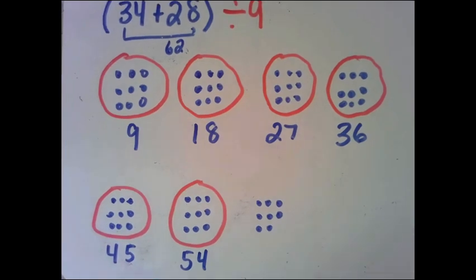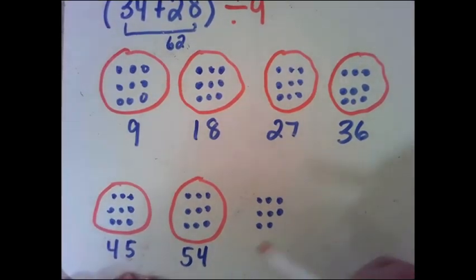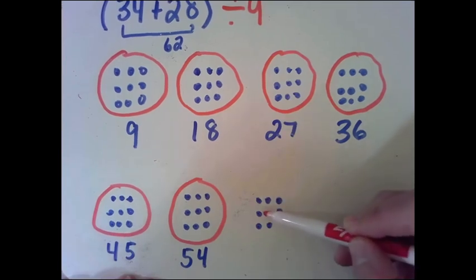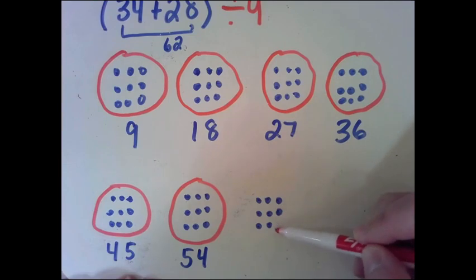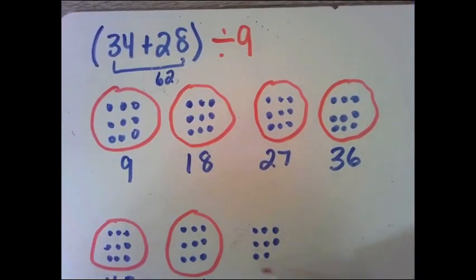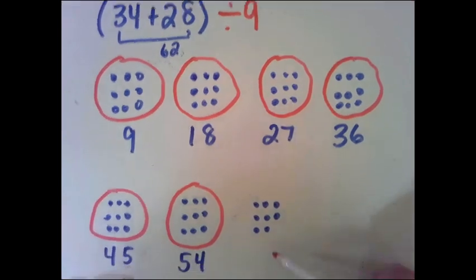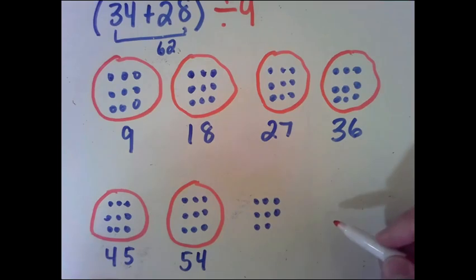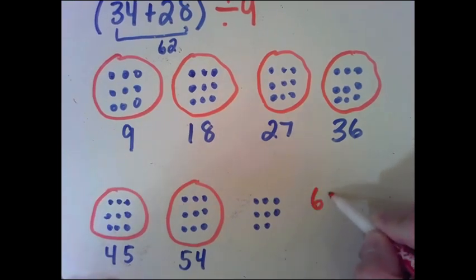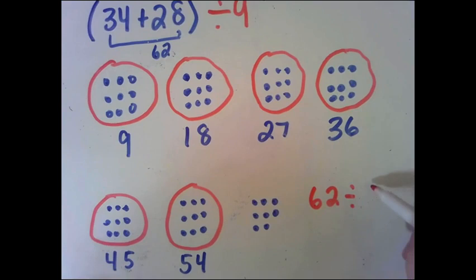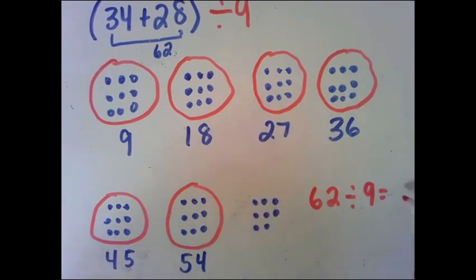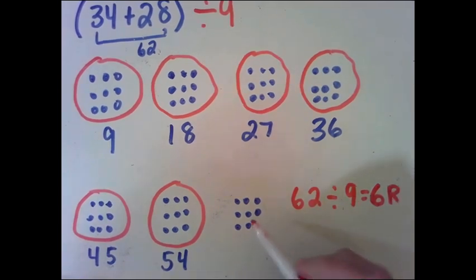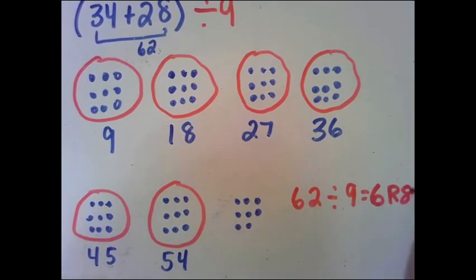And now what we have left, if I go 54 and I count my kids, I got 55, 56, 57, 58, 59, 60, 61, 62. So here we are. This is all our kids. All the dots are kids, right? So we have 62 kids. And what this looks like as an answer, 62 divided by 9 equals 6 vans with a remainder of 8 kids.